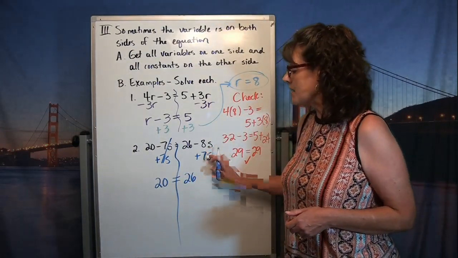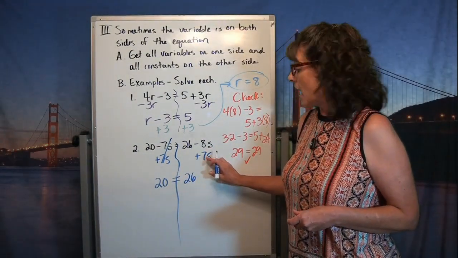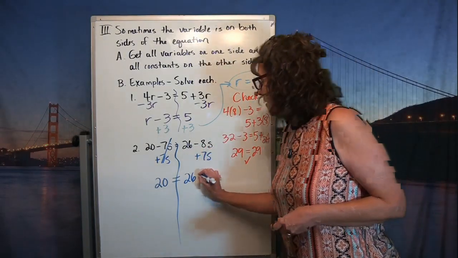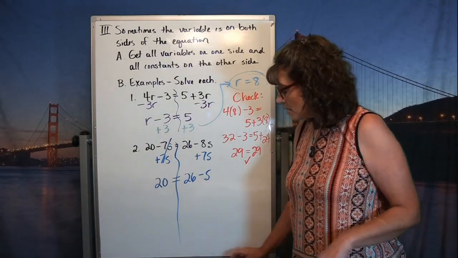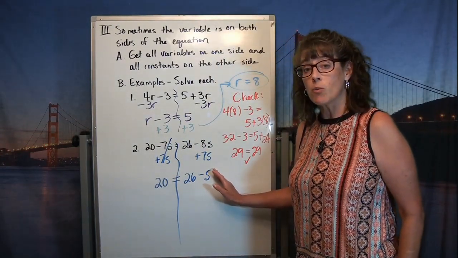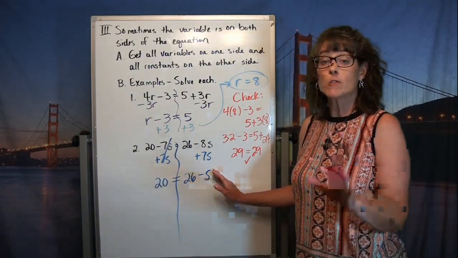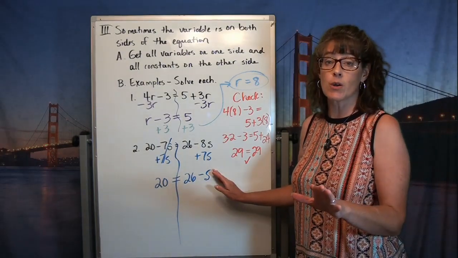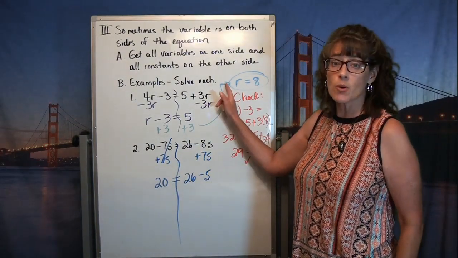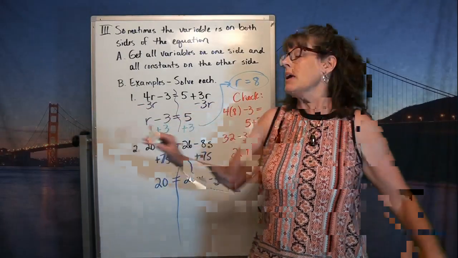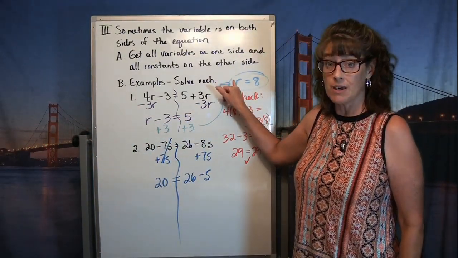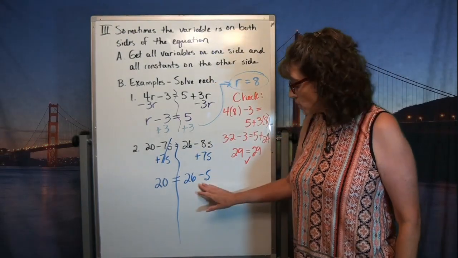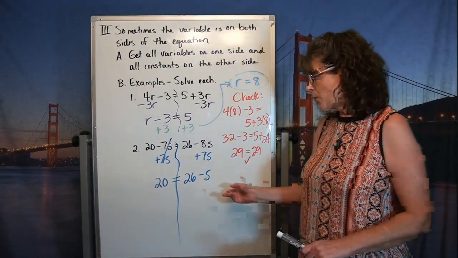Now negative 8S plus 7S. I have a negative 8 plus 7. That gives me a negative 1S. But the good news is my variable is all here on one side. And remember, I've told you guys, it doesn't matter which side the variable's on. It doesn't always have to be on the left. It's okay. Just separate them and get that variable to have a coefficient of a positive 1.